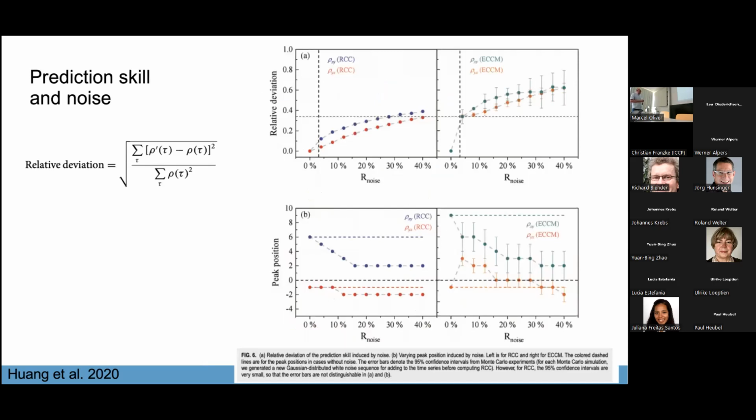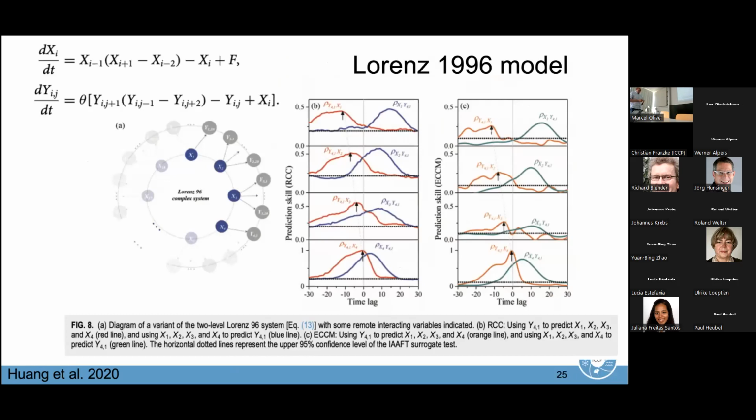Then we can also look at the prediction skill and the amount of noise. For reservoir computing, we measure the predictive skill by this relative deviation, given by this expression here. You can see that if we increase the noise, those deviations for reservoir computing stay below those for convergent cross mapping. Also, if we look at the peak position, it is relatively better extracted by reservoir computing than by convergent cross mapping.